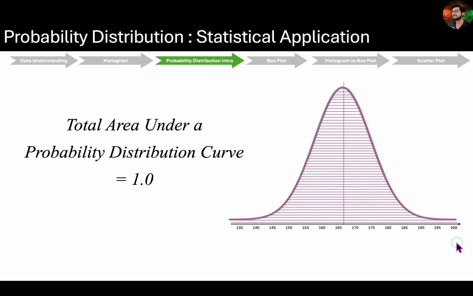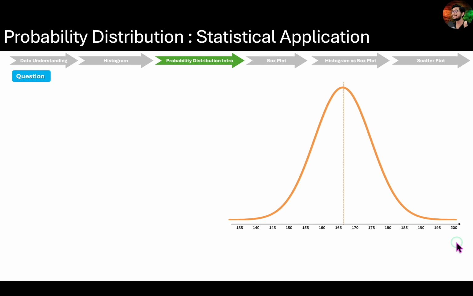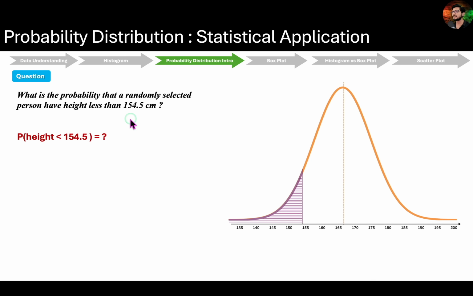The first type of question that histograms struggled to answer was determining the probability of randomly selecting a person with a height less than 154 centimeters. Remember, this value 154 centimeters lies within a bin rather than on its bin boundary, right? But now that you have understood the concept of probability distributions and their underlying mathematical functions, we can say that the probability we are trying to calculate is simply the shaded area under the normal distribution curve.